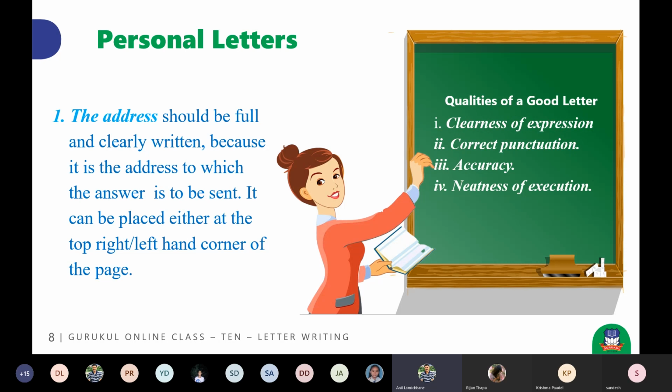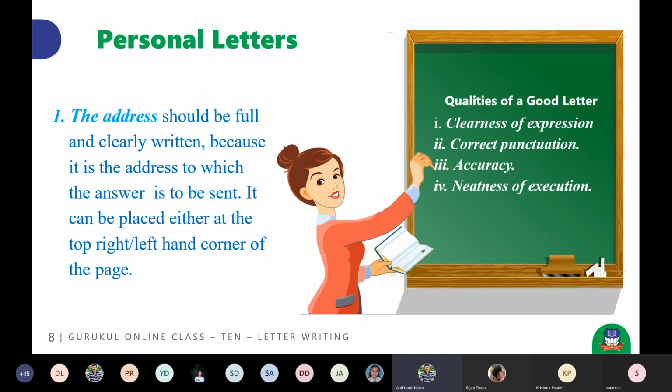While drafting a letter, the very first thing is writing the writer's address. This address must be very clearly written. Still, many of you have a habit of starting with the date. Never start with the date. Start with the address. The address should be clear because it is the address to which the answer is to be sent.